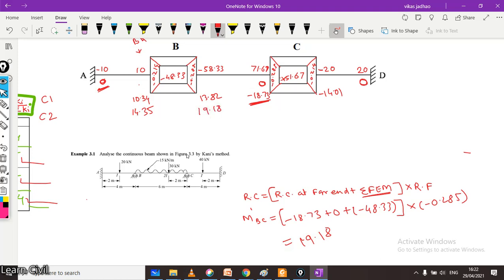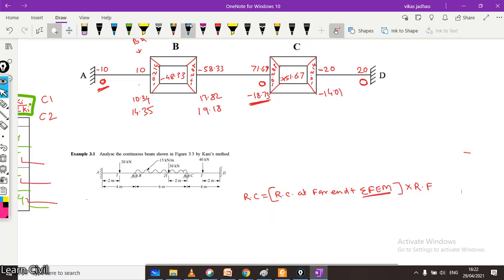19.18 here. Similarly, we have to calculate the rotation contribution for CB for cycle 2 also. So M dash CB will be equal to, for this CB we have to write down the value here. M dash CB will be equal to the rotation contribution at the far end, that is this 19.18.